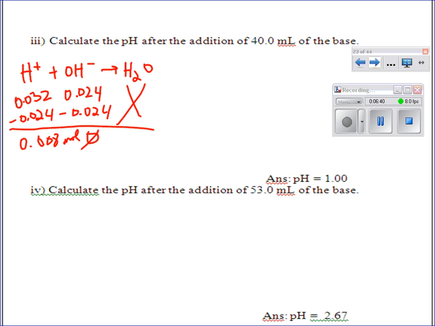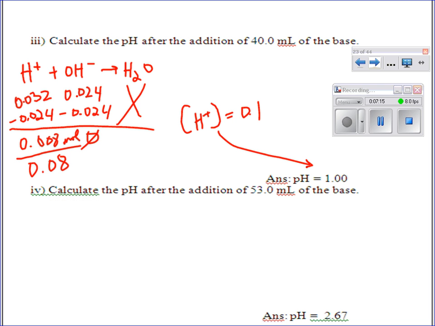Got to convert that to molarity. What's our total volume? 40 in the beaker, 40 from the burette, 0.08. So that gives us a concentration of H plus of 0.1. Negative log of that is 1. Now, has our pH changed a lot from the beginning of the titration? No. We've added almost an entire burette full of acid, of base, excuse me, and nothing's changed yet.